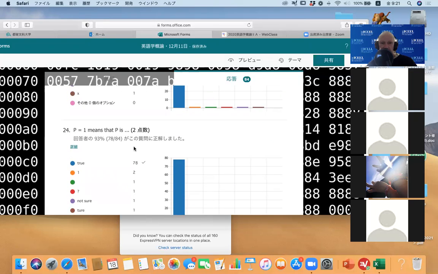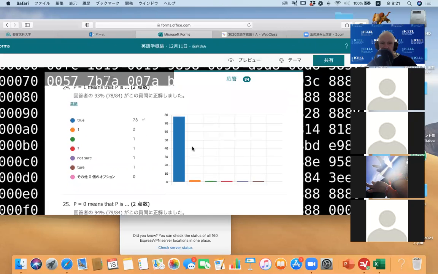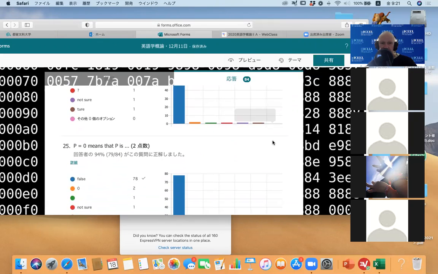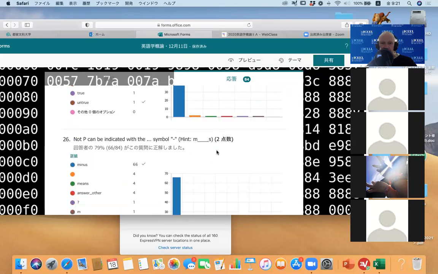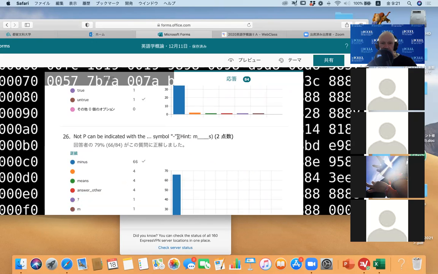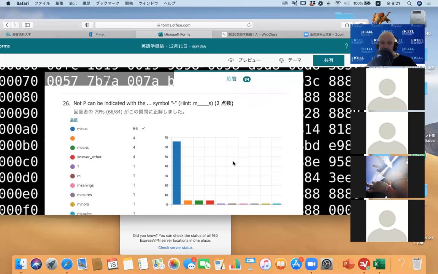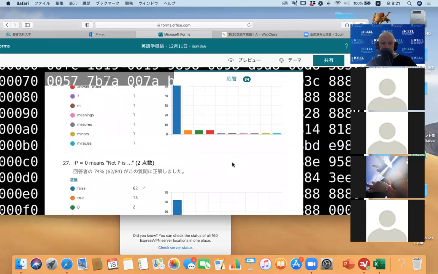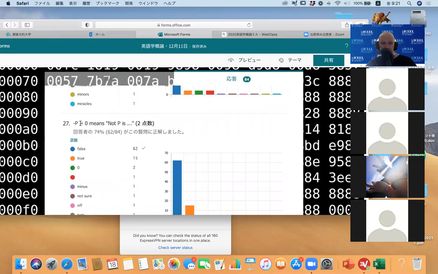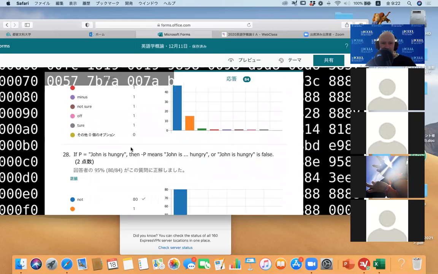P equals 1 means that P is true. P equals 0 means that P is false. Not P can be indicated with the symbol minus. I didn't actually give you this very much, so it's nice that a lot of people got that. It'll set you up for today. Minus P equals 0 means not P is false. If not P is false, then P is true, right? If P equals John is hungry, then not P means John is not hungry.